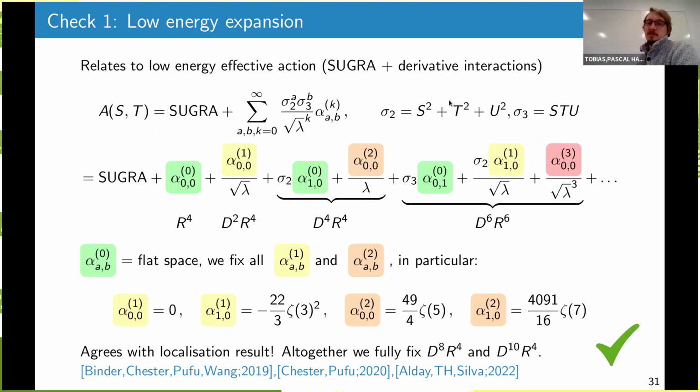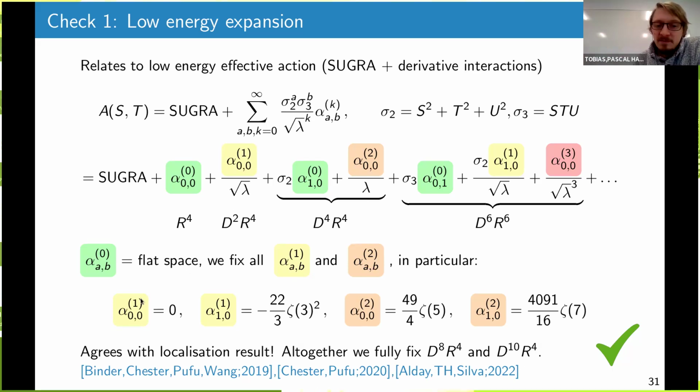So first of all, we have the low energy expansion. It looks like I showed you in the beginning in flat space, but now we also have 1 over lambda corrections. So we have here polynomials in these crossing symmetric combinations, sigma 2 and sigma 3. And K gives additional powers of 1 over square root of lambda. And we fix 2 infinite towers of Wilson coefficients, all the alpha 1s and all the alpha 2s.